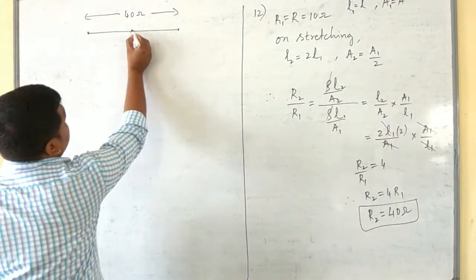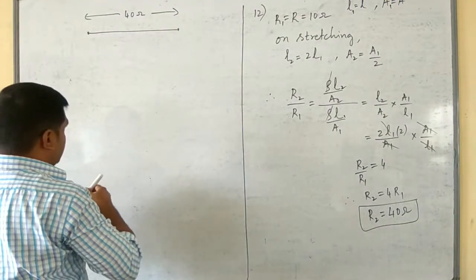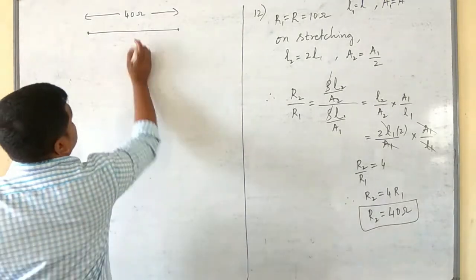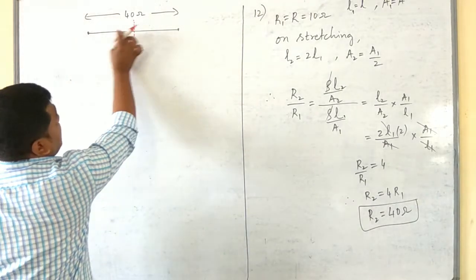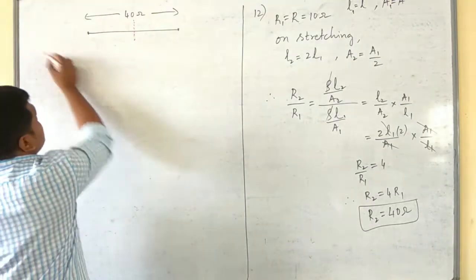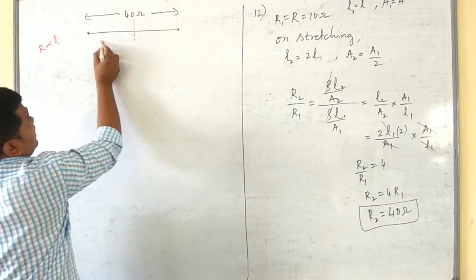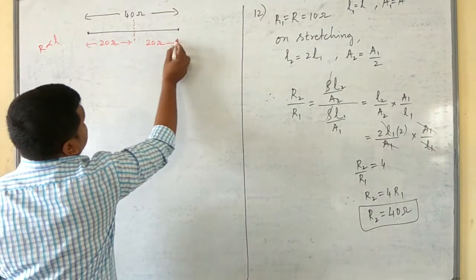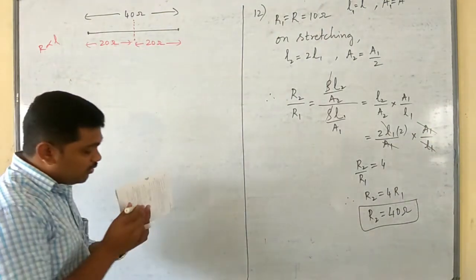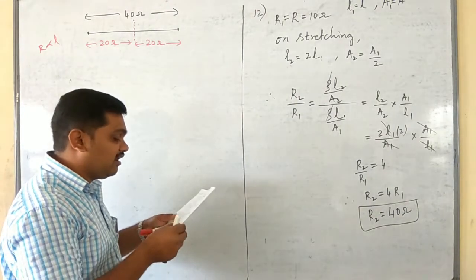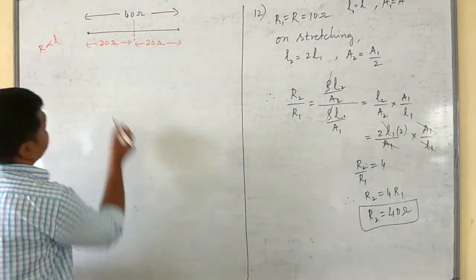Now, it is cut into 2 equal parts. If we cut this, the length becomes half. Therefore, since resistance is directly proportional to length, it becomes 20 ohm and it becomes 20 ohm. Okay. Now, these 2 parts are connected in parallel across a 2 volt battery.